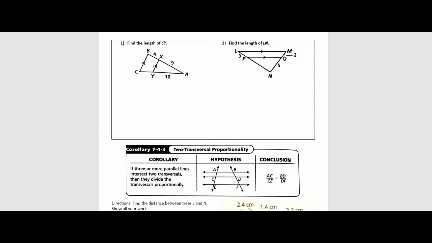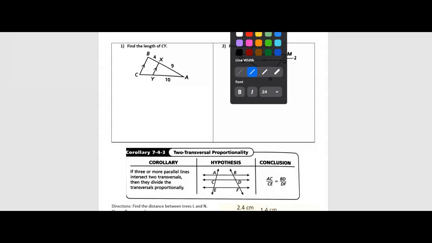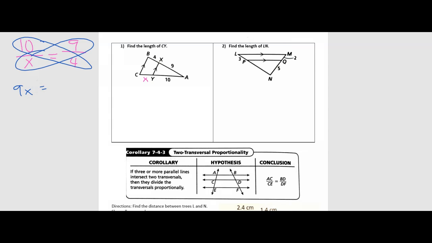Well, I'm going to let this length of CY be equal to x. Let me label it as such. So based on the triangle proportionality theorem, I could set up the proportion 10 over x is equal to 9 over 4. Pretty easy cross multiplication here. So that's going to give me 9x is equal to 40, which means x is 40/9. And you wouldn't want to give me a decimal because that decimal is not a terminating decimal.